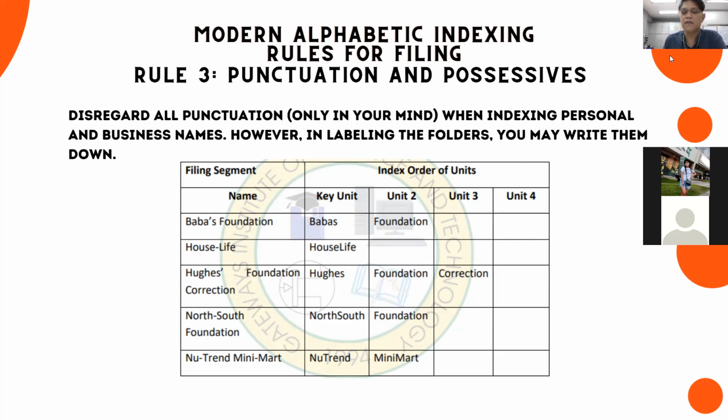North-South foundation. Since it has a dash, you combine it into one word. Okay, we have Nutrend, Minimart. Two dashes were used within two words. All you have to do is remove the dash, but you still maintain the capital letter of the word after the dash. So Nutrend and Minimart. That's how you use punctuation and possessiveness.